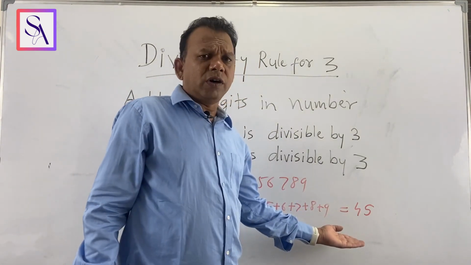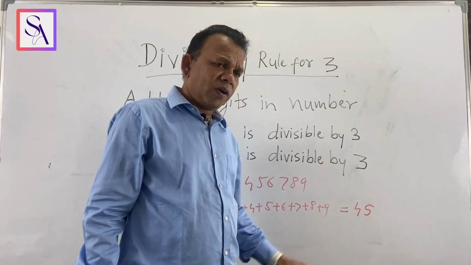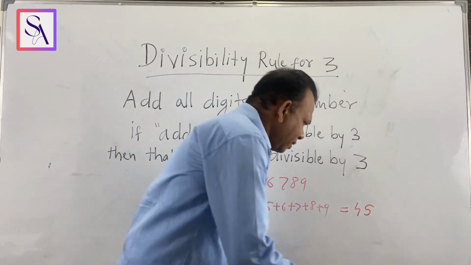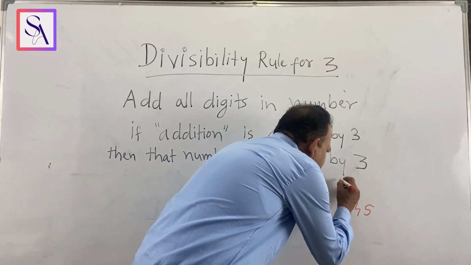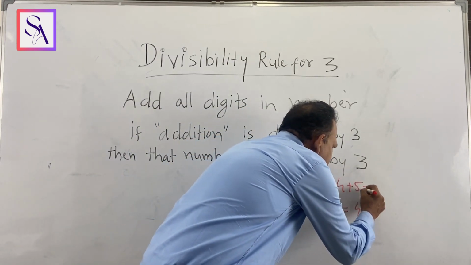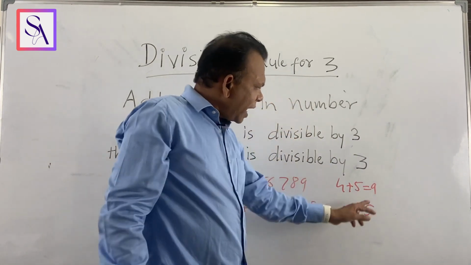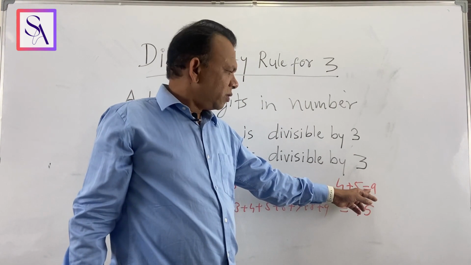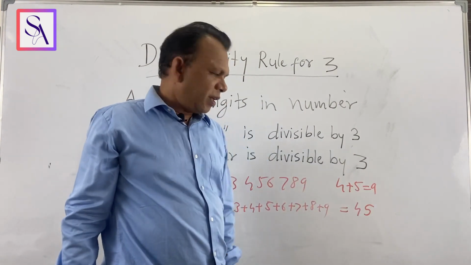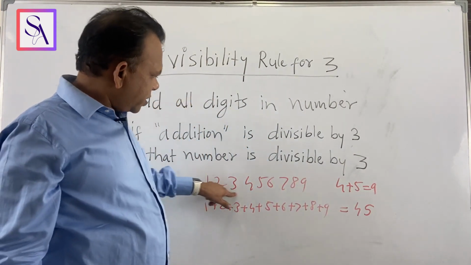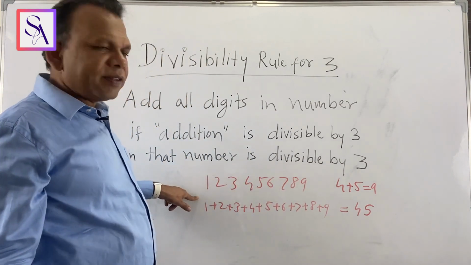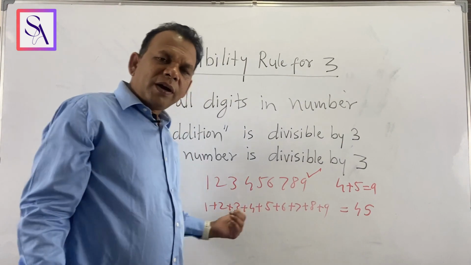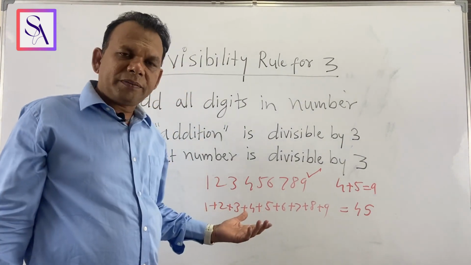If you are not sure whether 45 is divisible by 3 or not, you can add these two digits again. So 4 plus 5 is equal to 9. So 9, I think you can easily identify whether it is divisible by 3 or not. Yes, 9 is divisible by 3. Hence this complete number is divisible by 3. See how it helps in bigger numbers, right?